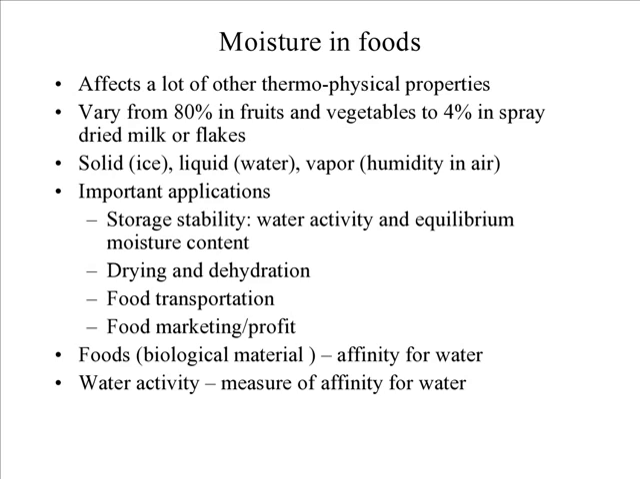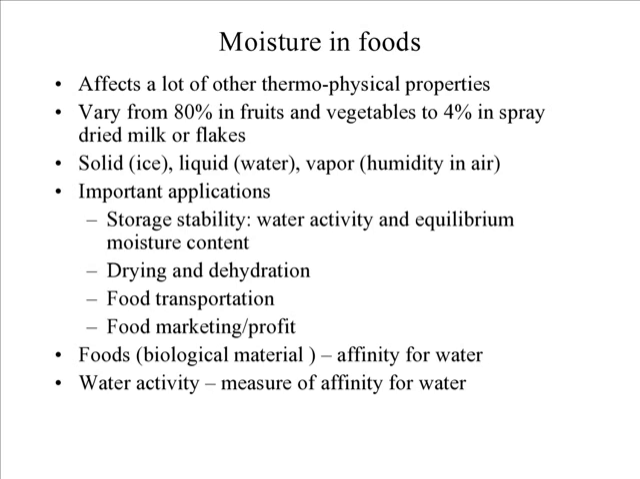One very important aspect of foods is moisture in foods. It affects a lot of other thermophysical properties. It varies from 80% in fruits and vegetables to 4% in spray-dried milk or flakes. Solid is ice, liquid is water, vapor is humidity in air. These are all the different forms of water that can be in foods. Important applications deal with storage stability. You have water activity and equilibrium moisture content, which has to do with how much water there is and how reactive it would be in terms of storing it over time.